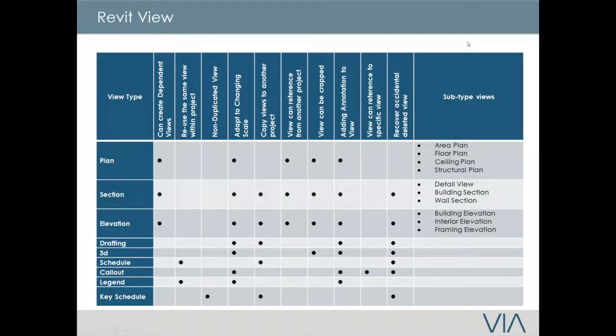The next column is basically the subtype of the view. So you have area plans, floor plans, ceiling, structure, and then for section you have different details. This is kind of like the default template. If you're using it out of the box, this is what you're going to get.